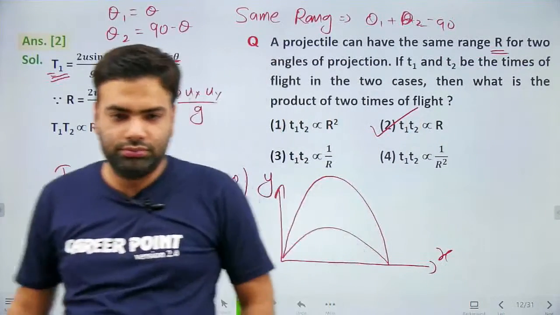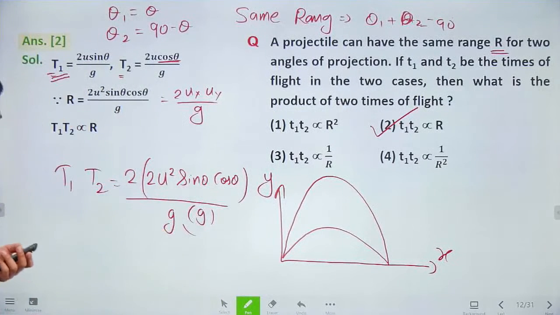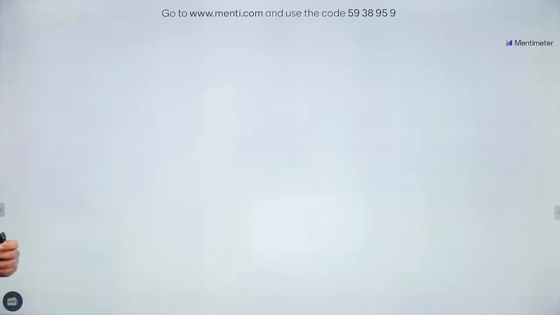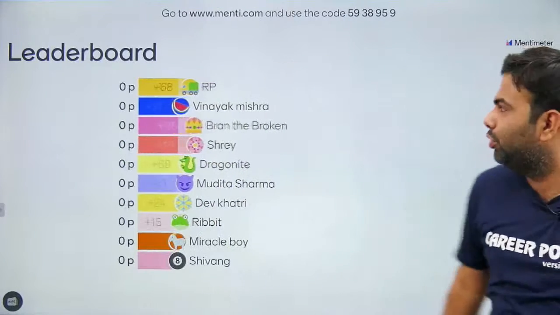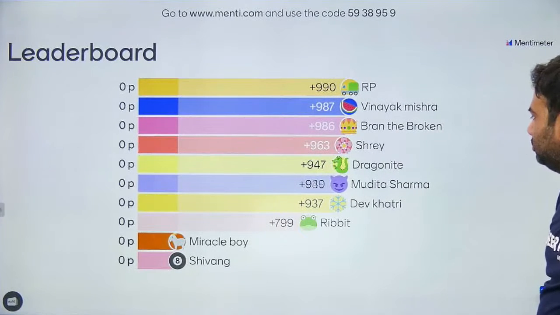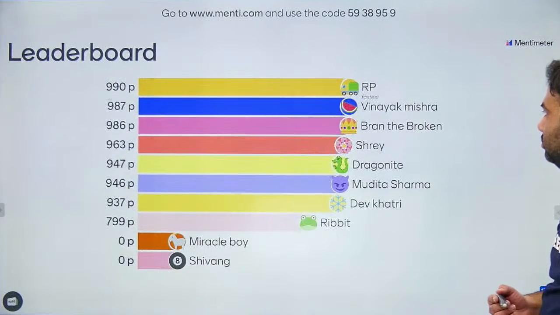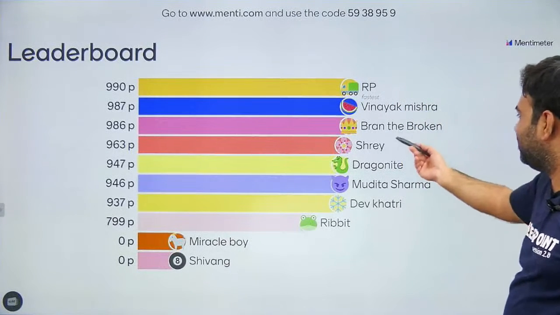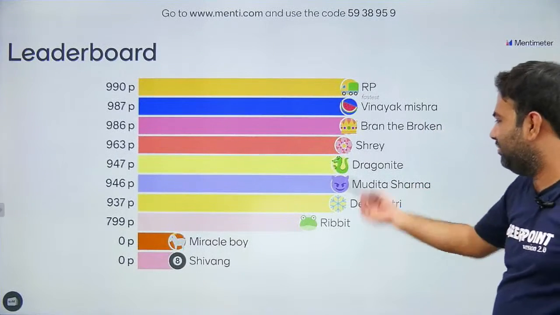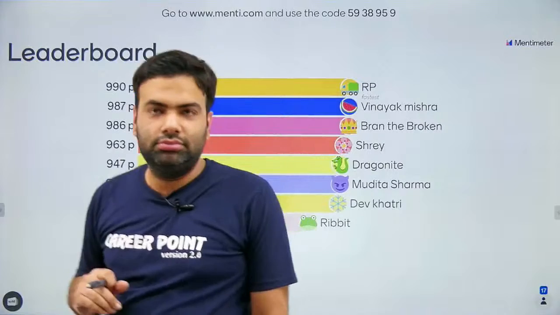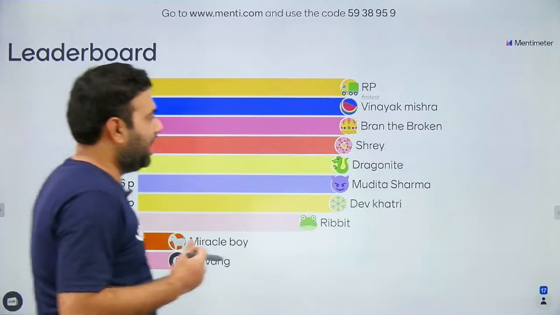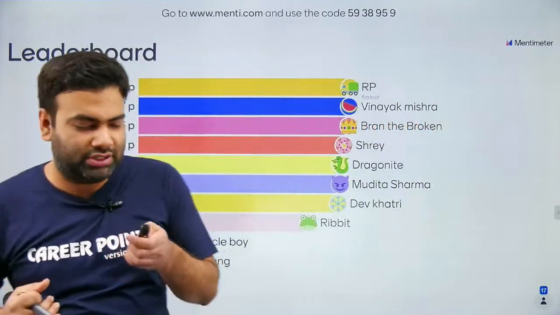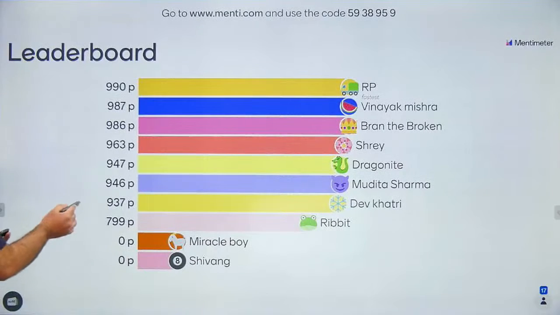Is it clear to all of you? Yes, these are NEET level questions. So let us see the ranking of all of you according to the leaderboard. According to the leaderboard, RP is on top, then Vinayak, then who's this? Band, then Shrey, Dragonite, Mudita, Dev, and Rabbit. Okay, so this is the leaderboard. But don't worry, we have so many questions, and this quiz is based on the level of NEET. So if you can crack this quiz, that means your preparation is good.